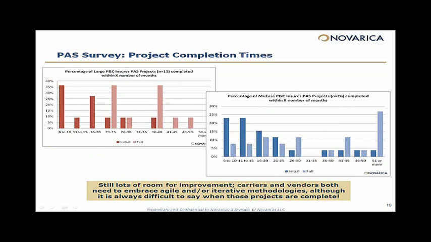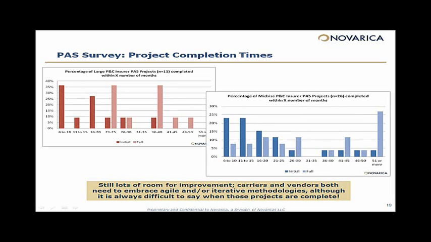Very interesting metric that we learned from this survey was the project completion times that were reported. As we can see here, let's start with the chart on the right. For mid-sized P&C organizations, we asked, how long did it take you to get your initial release out, and how long did it take you for full implementation? And we can see here that, for example, for the initial release, 23% reported that they were able to get their initial release out in 6 to 10 months, and another 23% reported it took 11 to 15 months.